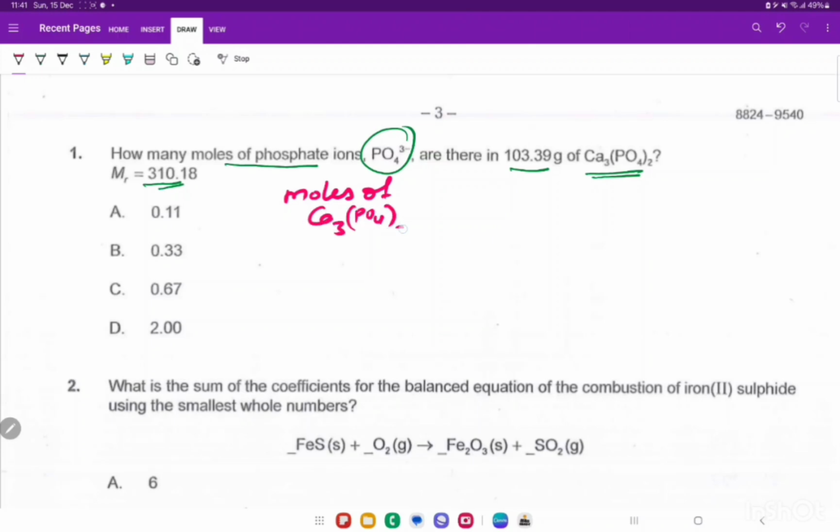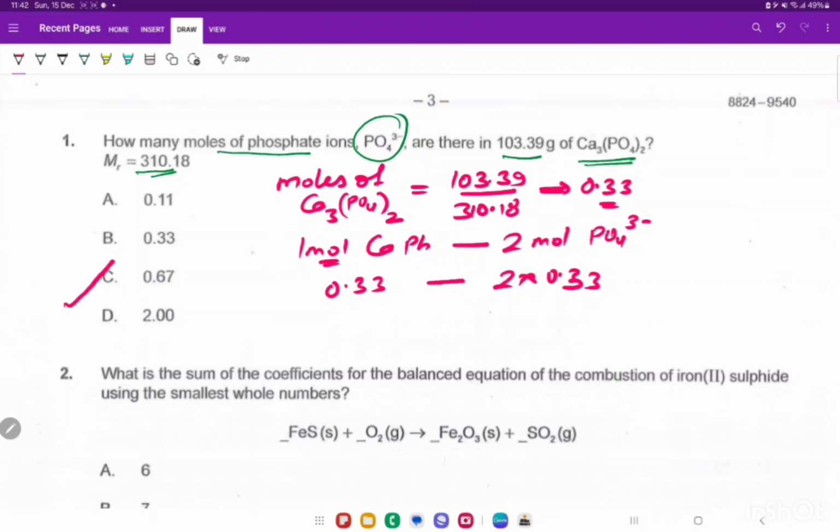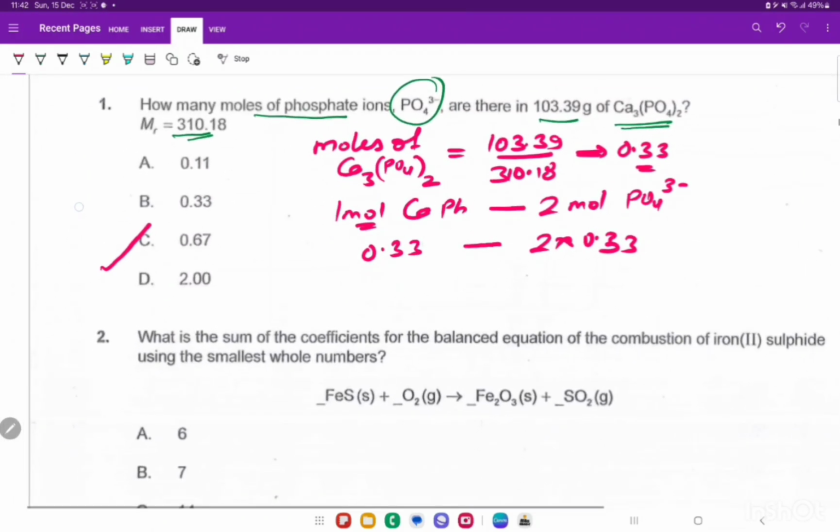The moles of Ca3(PO4)2 is the given mass, 103.39, upon 310.18. It comes out to be 0.33. Now 1 mole of this calcium phosphate contains 2 moles of phosphate ions. Therefore 0.33 will contain how much? 2 into 0.33. So what's the answer? The answer is 0.67. So the first question answer is C.